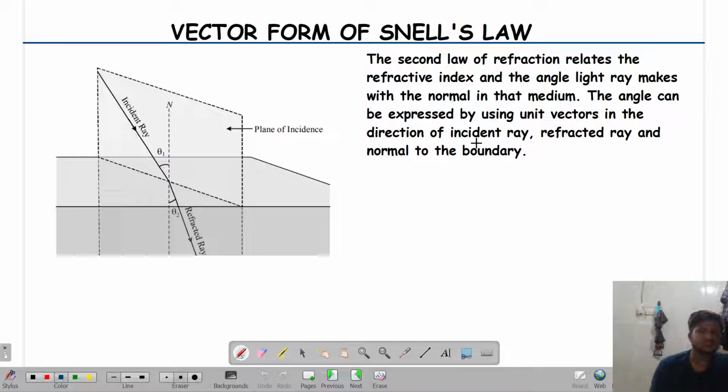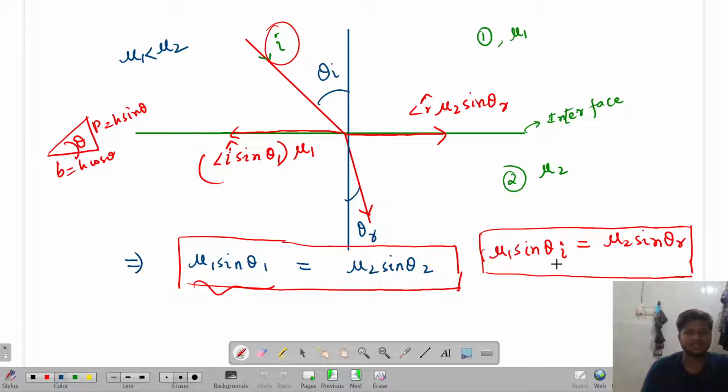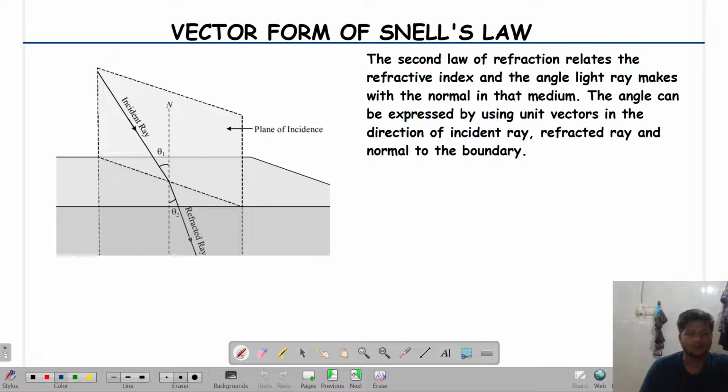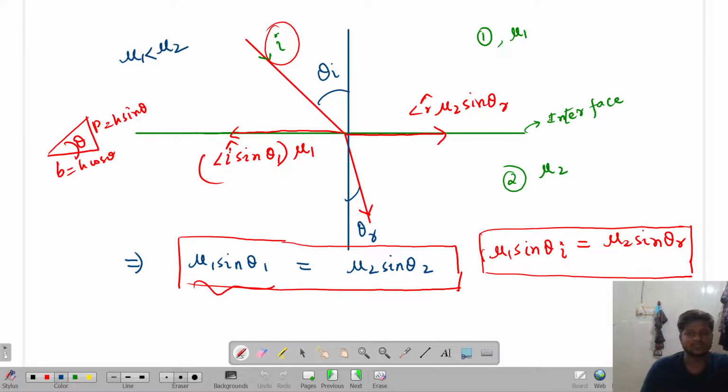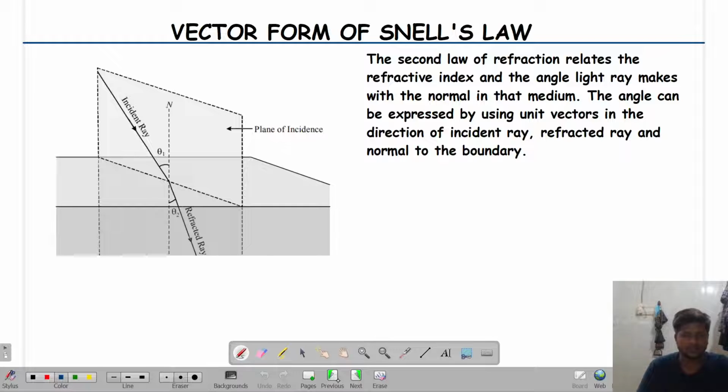So it is basically based upon the second law of refraction. Second law of refraction means what? That mu1 sine theta 1 should be equal to mu2 sine theta 2, or that Snell's law tells us that sine theta 1 by sine theta 2 should be equal to a constant factor. Okay. So based upon that, this vector form of Snell's law, we are going to form over here. What does it tell?